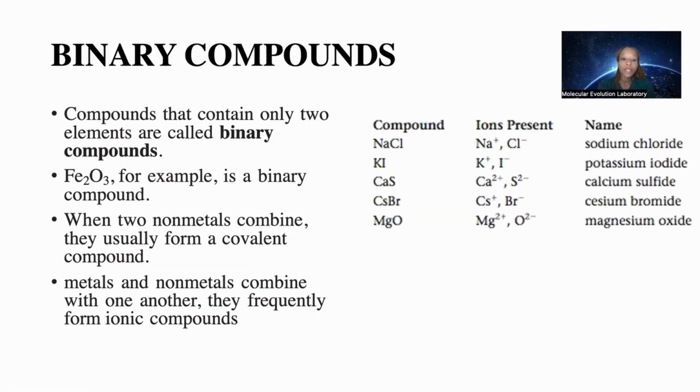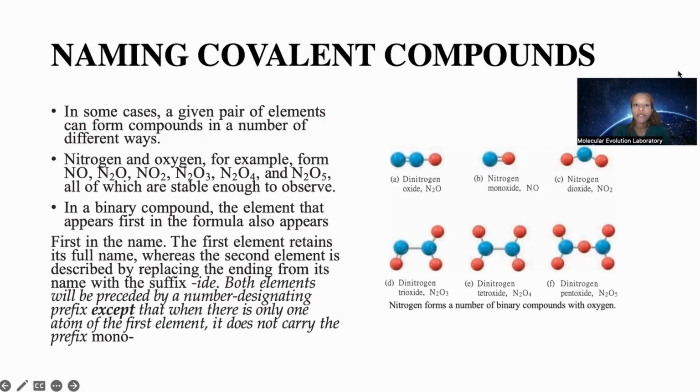When 2 non-metals combine, they usually form a covalent compound. When metals and non-metals combine with one another, we already know that this forms an ionic compound. So ionic compounds include sodium chloride, potassium iodide, calcium sulfide, magnesium oxide. A given pair of elements can form compounds in a number of different ways.